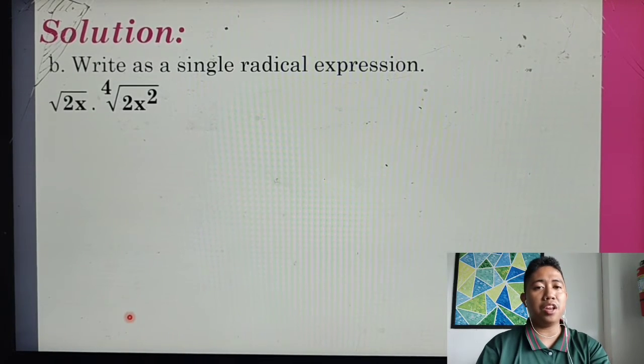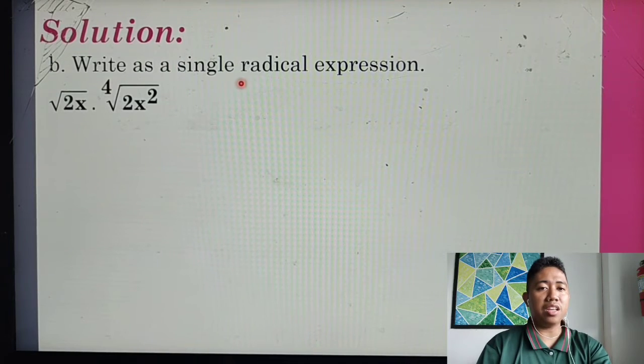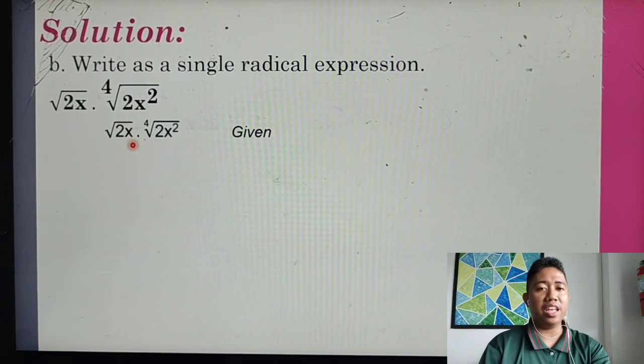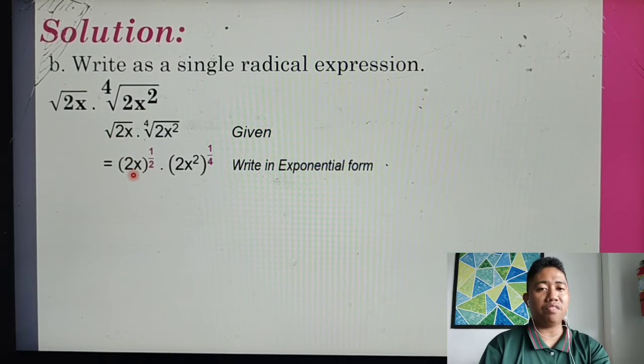In the same manner, you will simplify this as a single radical expression to get the product. We have the square root of 2x and the fourth root of 2x squared. In this situation, we have different indices: the square root and the fourth root. So to get this product as a single radical expression, we convert from radical form to exponents.